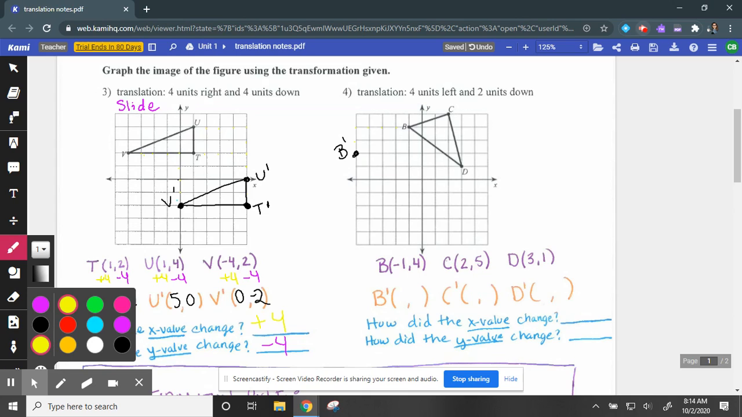Okay, C, let's move it 1, 2, 3, 4, 1, 2 down. So our new C is going to be here. That's going to be C prime. And lastly, let's move D. 1, 2, 3, 4, 1, 2. D prime is going to be right here. Let's connect.